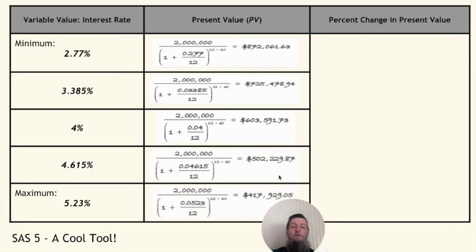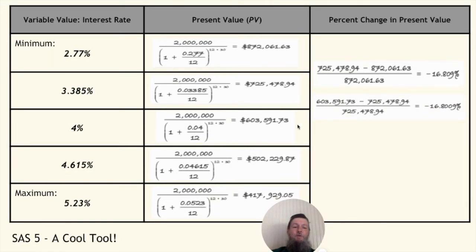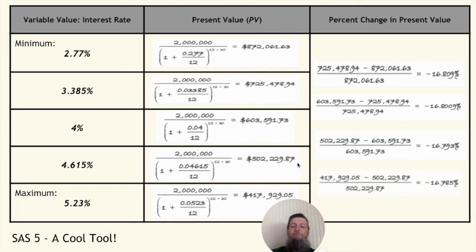But we want to compare apples to apples again, so we're going to look at the percentage change in present value. From 2.77 to 3.385, we have a negative 16.809%. From 3.385 to 4%, a negative 16.8009%. From 4 to 4.65%, a negative 16.793%. And then from 4.615 to 5.23, minus 16.785%. So we're still getting a pretty big discount on our investment if we initially invest with a higher interest rate.